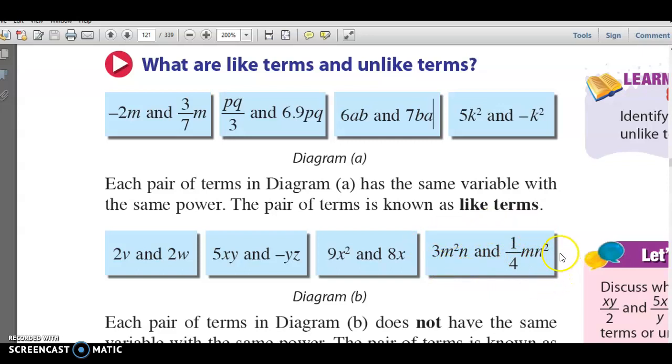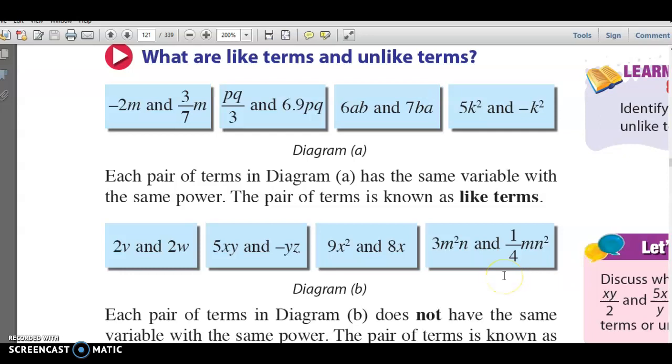Is this an unlike term or like terms? This is actually an unlike term. Why? Even though they have the same letters m and n, and also have a power, the location of the power is different. In the first one the power is for the letter m, but in the other algebraic term they have the power for the letter n, so it's different. Make sure that you look at this very carefully in algebraic expressions, because it's very important for you to know what are like terms and what are unlike terms when you want to solve them after this.